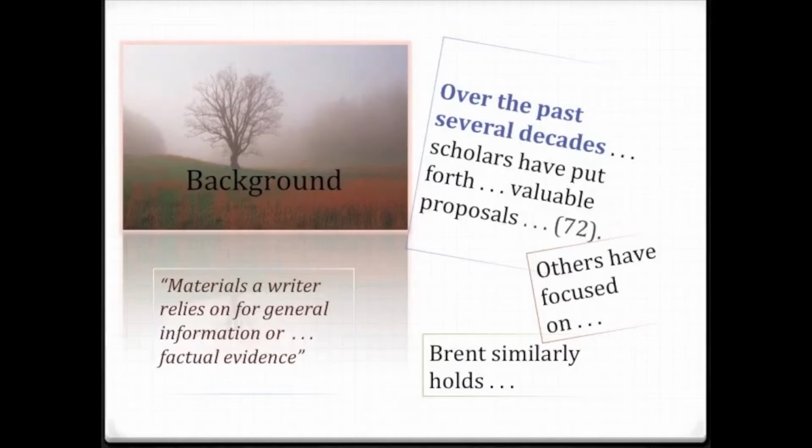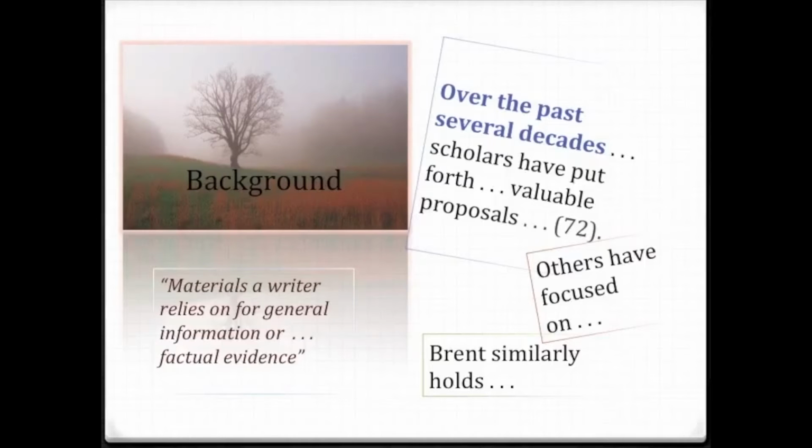These are, again, those materials that a writer relies on for general information or factual evidence. You'll see on the right-hand side of this slide, then, 3 examples. In fact, these 3 examples come from Bishop's own article. You can see here, for example, that he uses secondary sources, not by citing them, that is, not by quoting from them directly, but by characterizing them. Over the past several decades, he writes, scholars have put forth valuable proposals about researched writing.